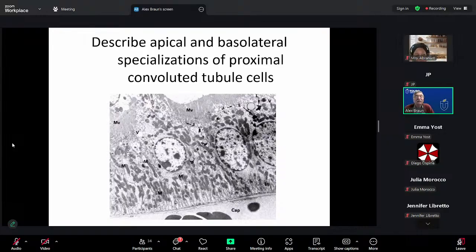In addition, you need lots of energy to drive this transcellular transport of water and solutes. And this is helped by the fact that there's lots and lots of mitochondria making ATP for energy. So there's lots and lots of mitochondria inserted between the folds of these basolateral invaginations.